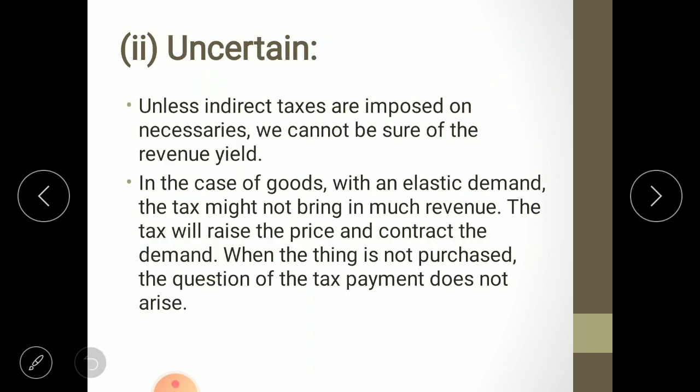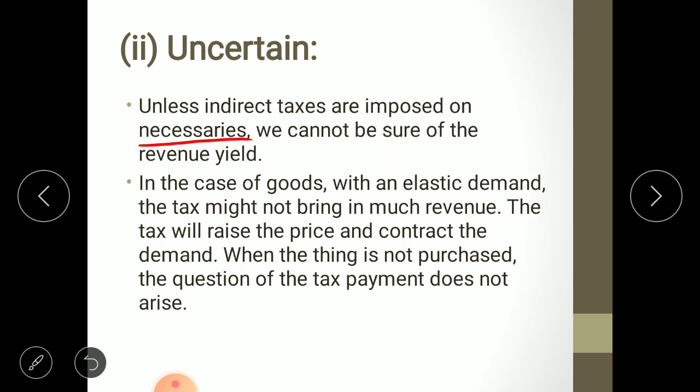The next disadvantage is uncertain. Uncertain means the government does not know how much revenue they are going to collect from indirect taxes. Unless indirect taxes are imposed on necessaries, we cannot be sure of the revenue yield. As I told you earlier, there are two categories of goods and services: necessaries and luxuries. Necessaries are compulsorily purchased by everyone, and luxuries are optionally purchased by the population. If tax is charged on necessaries, there is a guarantee of revenue. But if taxes are charged on luxuries, you cannot predict how many products will sell and how much will be collected from the luxury commodity.